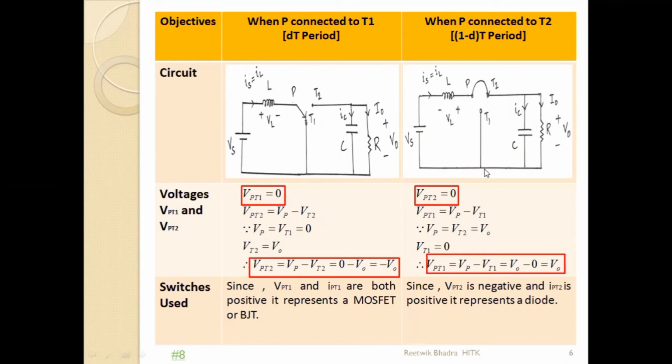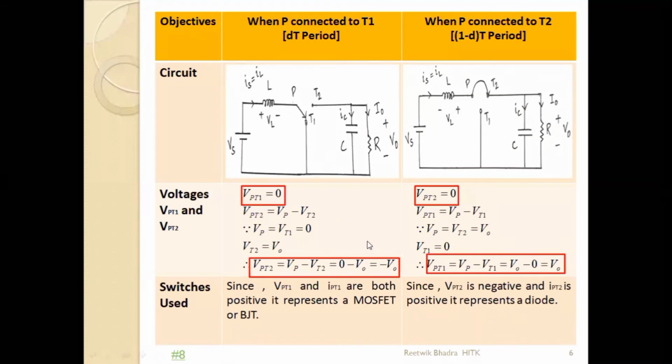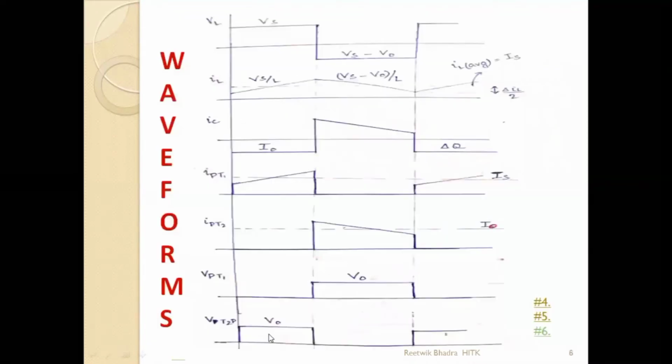T1 is connected to ground, so VT1 is 0. So what will be VPT1? VP minus VT1. What is VP? V0. VT1 is 0. So V0 minus 0 gives you V0. I'll plot this first. VPT1 during the dt period is 0 and during the 1 minus dt period is V0. So I will plot 0, V0, 0. I'll go to the figure over here. See, 0, V0, 0.